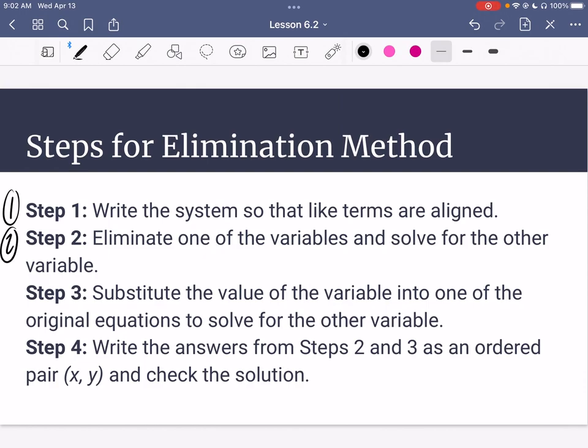Step number 2, you want to eliminate one of the variables and then solve for the other. So that's where the elimination method comes into play. Step number 3, we want to substitute whatever the first variable's value is into the other equation and then solve for the other variable. And then step number 4, we write the answers that we just got for our variables as a coordinate pair.